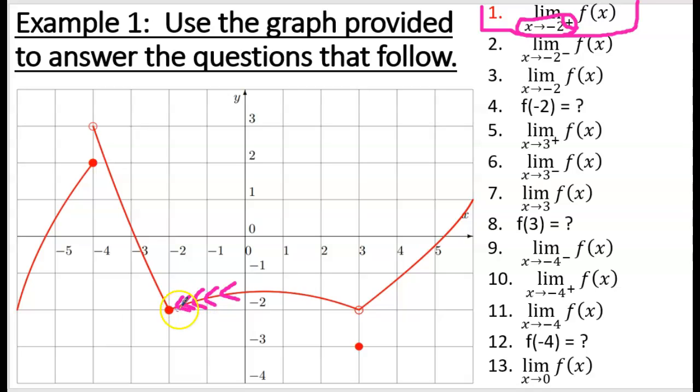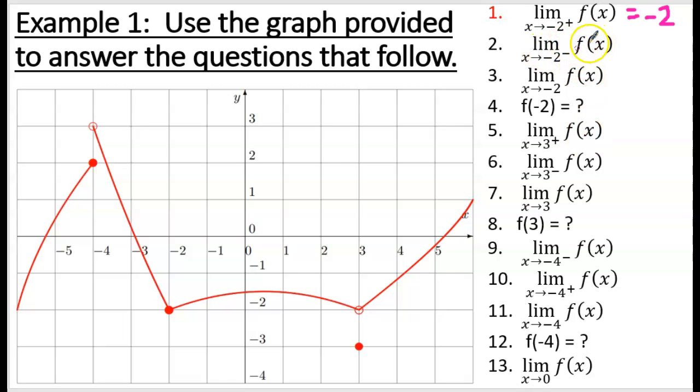Now as I get closer and closer to that dot, the question is, what y value is it getting closer and closer to? Well, the y value it's getting closer and closer to in this case is -2. Just coincidence that the x value and the y value are the same, but I'll write the coordinates of the point. So basically, as I approach an x value of -2 from the right side of the graph, I'm getting closer and closer to a y value of -2. So the limit of f of x as x approaches -2 from the right is -2.